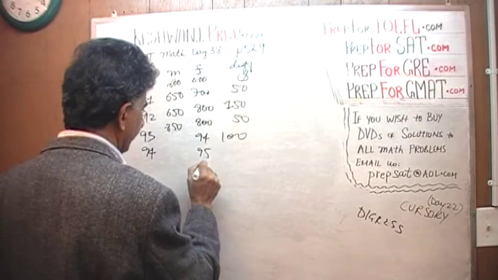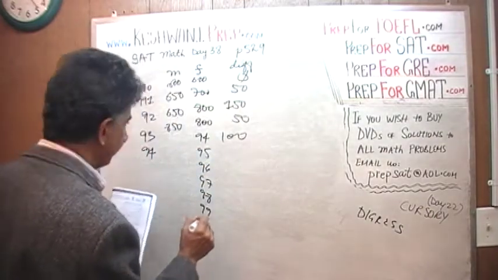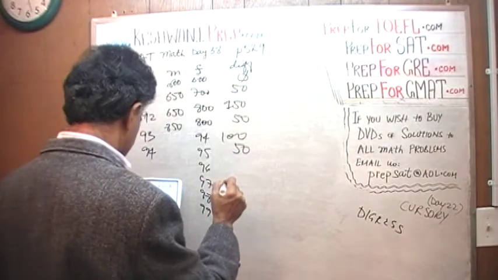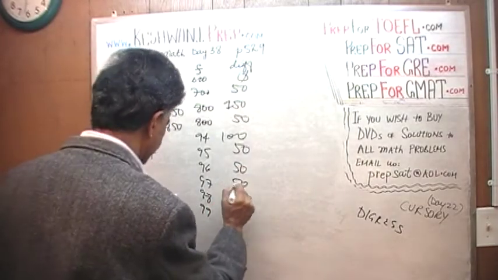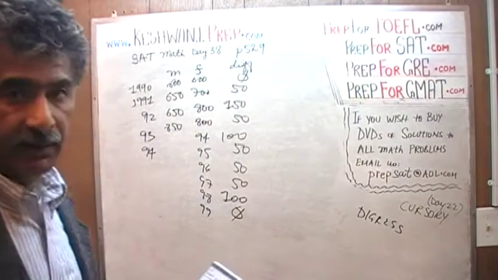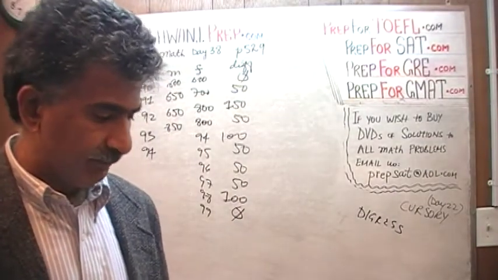I'm going to pick up speed now. 95, 96, 97, 98, 99. That's it. In 95, if you do the work yourself, you will see that it is 50. Then in 96, it is 50 again. In 97, it is 50 again. In 98, the difference is 100. And finally, in 99, the difference between the number of males and female is 0.